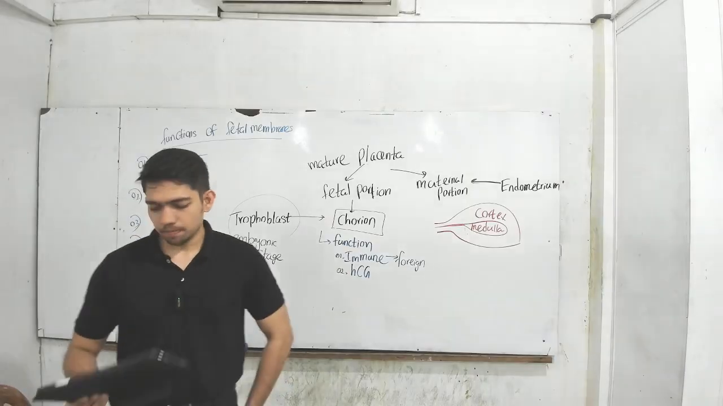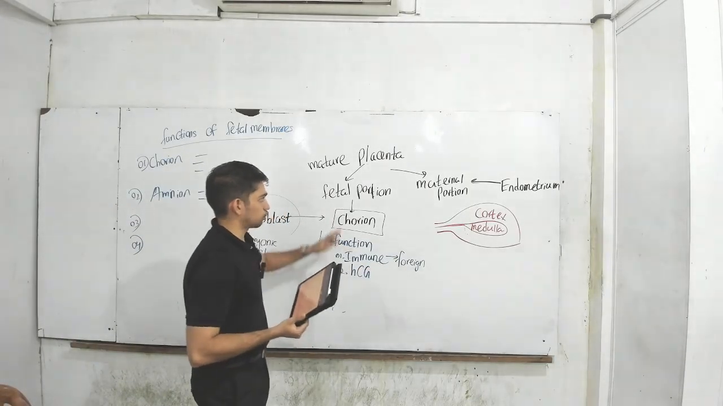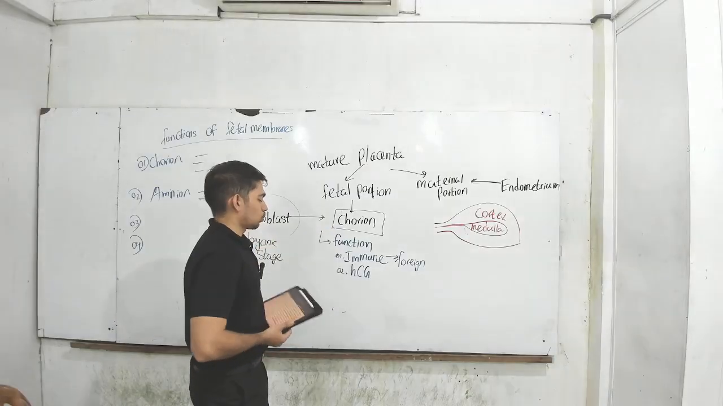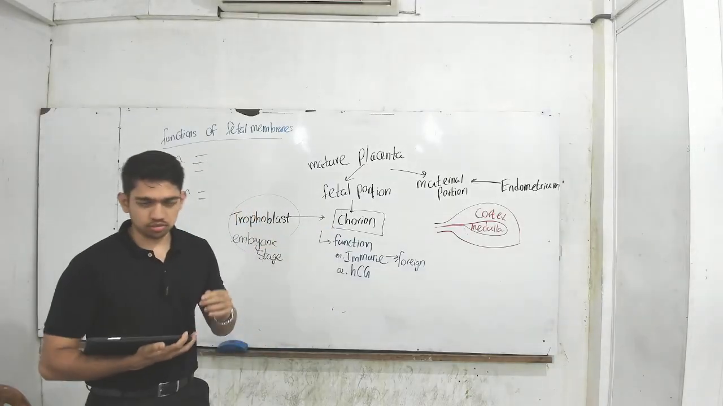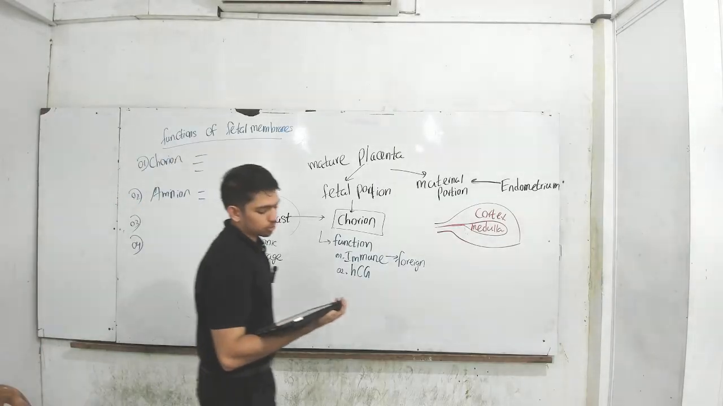So, the placenta. The placenta is a disc-shaped organ formed by two parts, the embryonic portion or the fetal portion by the chorionic villi, right? So, the chorion has its chorionic villi. Villi means finger-like projections, no? And the maternal portion by the endometrium.